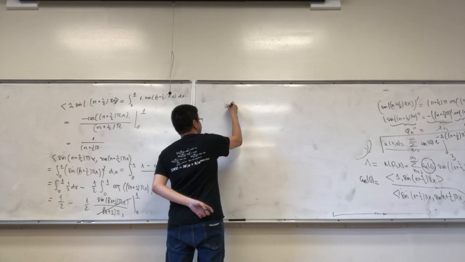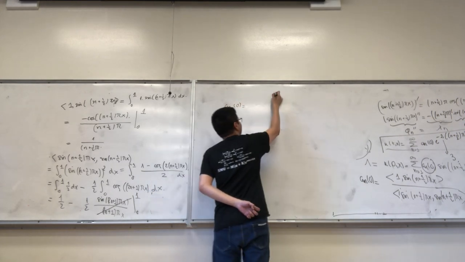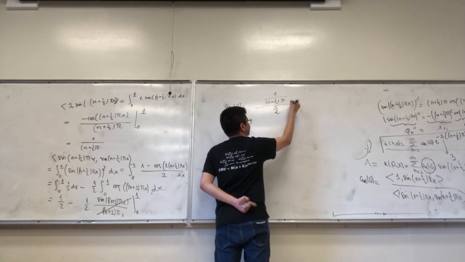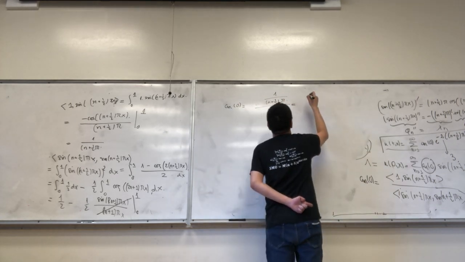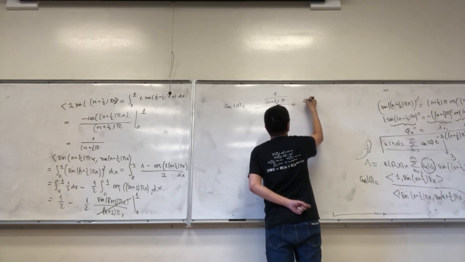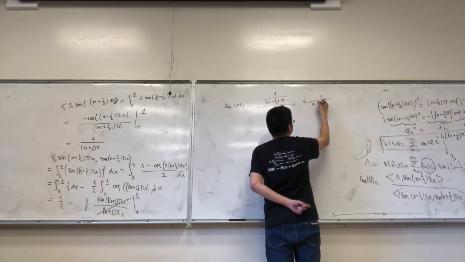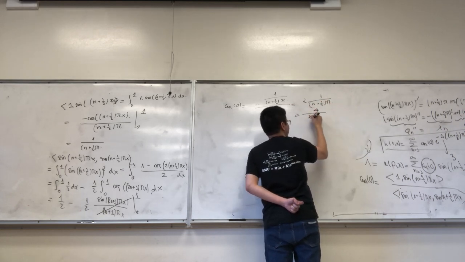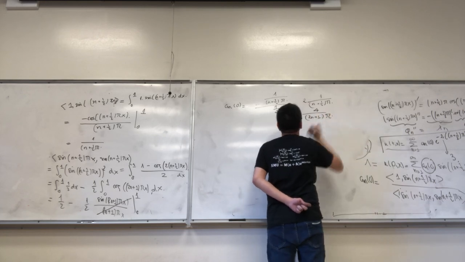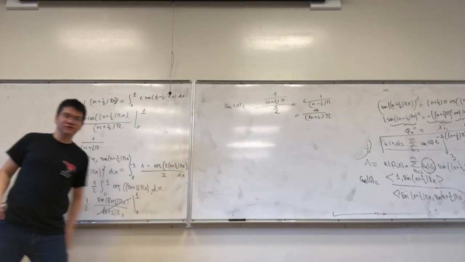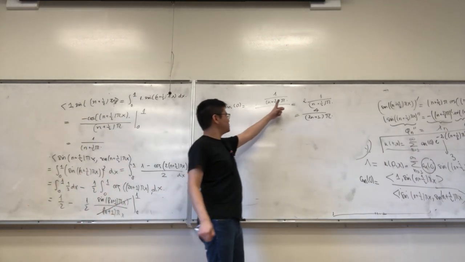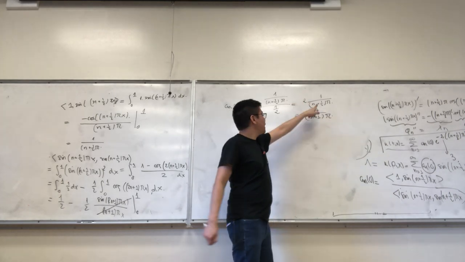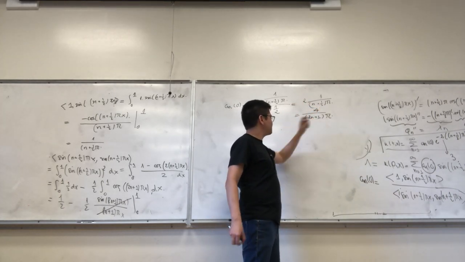So a_n at 0 will be 1 over (n plus 1/2) pi divided by 1/2, and this is 2 times 1 over (n plus 1/2) pi. So this is 4 over (2n plus 1) pi. So you divide the two things: 1 over (n plus 1/2) pi divided by 1/2. Dividing by 1/2 means that you multiply by 2. And so this gives you 4 over (2n plus 1) pi.